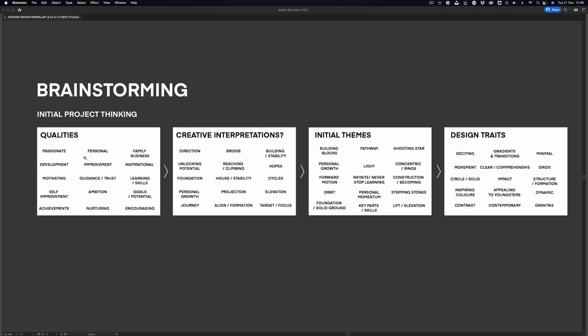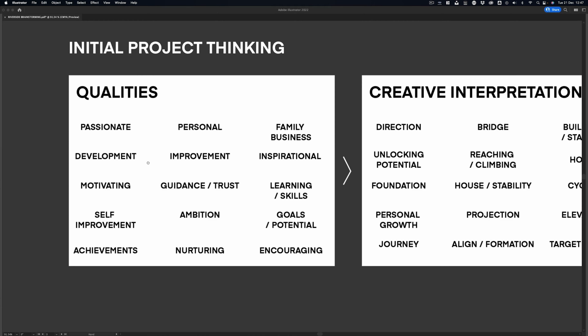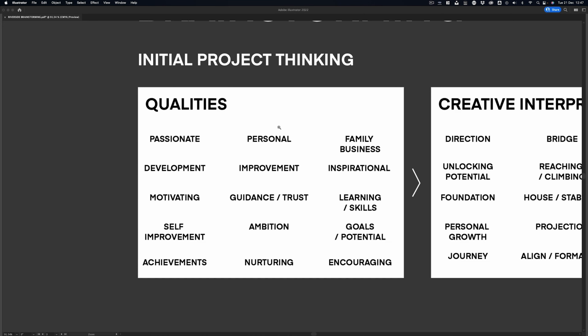First, I start with brainstorming, and here I use a simple technique on the computer. It's a bit like mind mapping, but this is something that I've found works really well for me. This is an Illustrator document where I go through step by step. First I look at qualities, and what I did here was unpack some of the qualities that were relevant to this particular project.